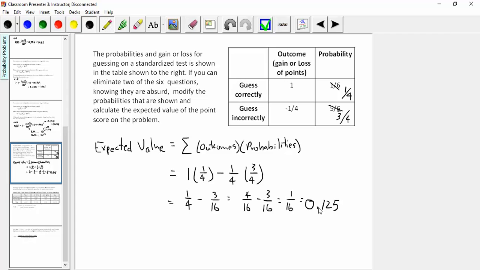Now that tells us something. Does that mean we should guess on problems that we don't know the answer to? It sure does, because on average, we're going to be gaining points.